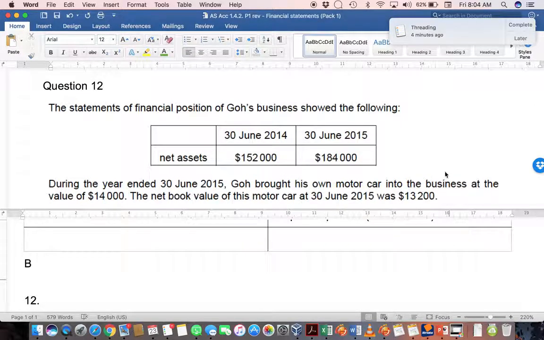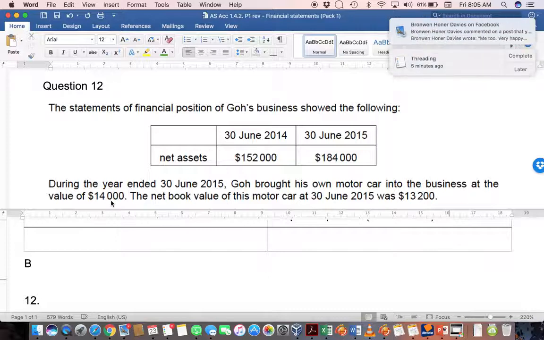During the year ended 30th of June 2015, so now I've got my year end date and I know when we are talking about, Go brought his own motor car into the business at the value of $14,000. The net book value of this motor car at the 30th of June 2015 was $13,200. So he contributed additional capital. Even though it's not cash, it happens to be a motor vehicle, he had contributed additional capital, and at the time that he contributed the capital, it was worth 14,000 Rand, somewhere in the middle of the year. At the end of this period, it was only worth 13,200.